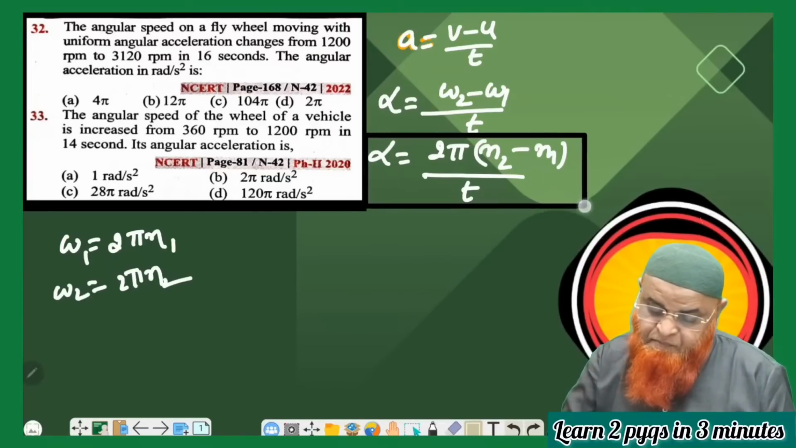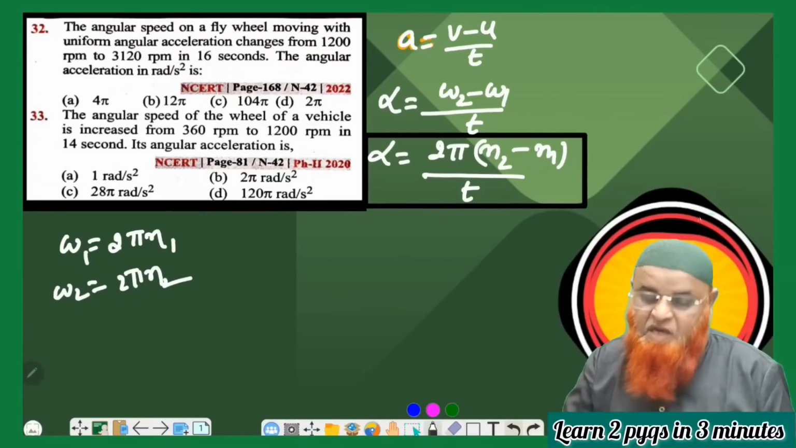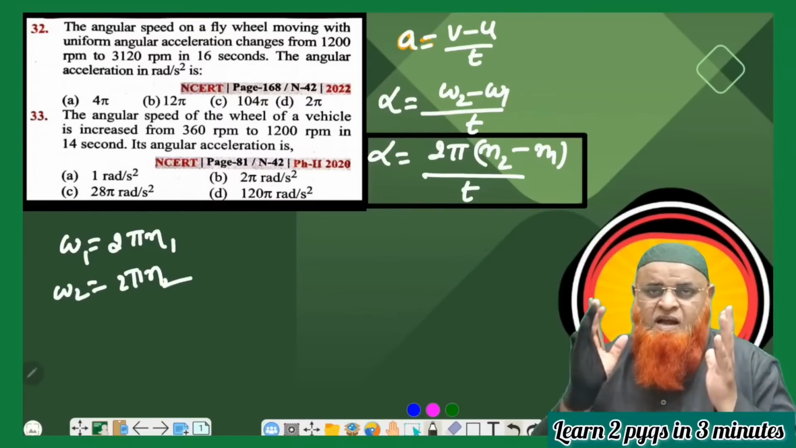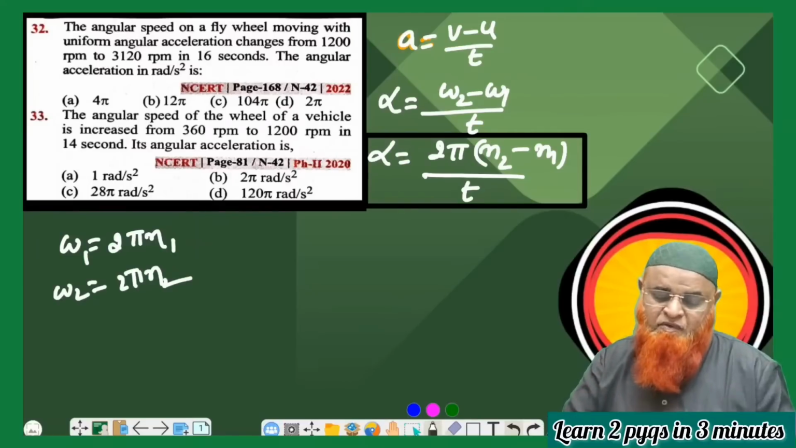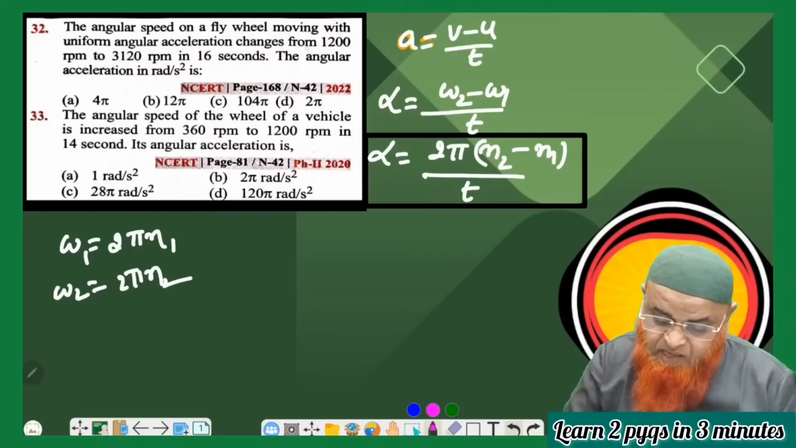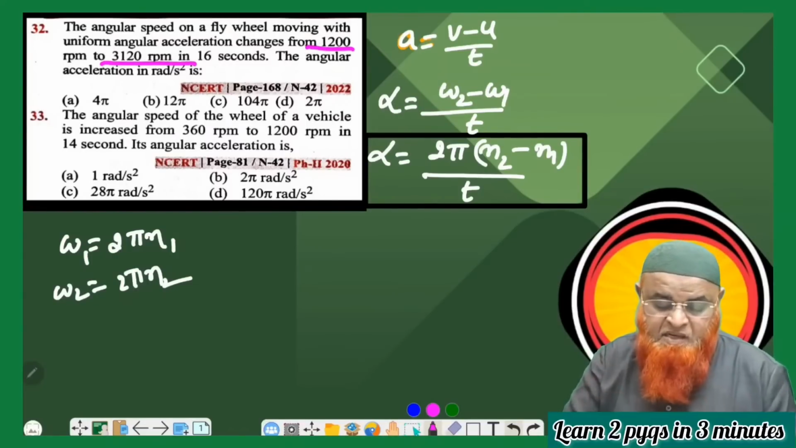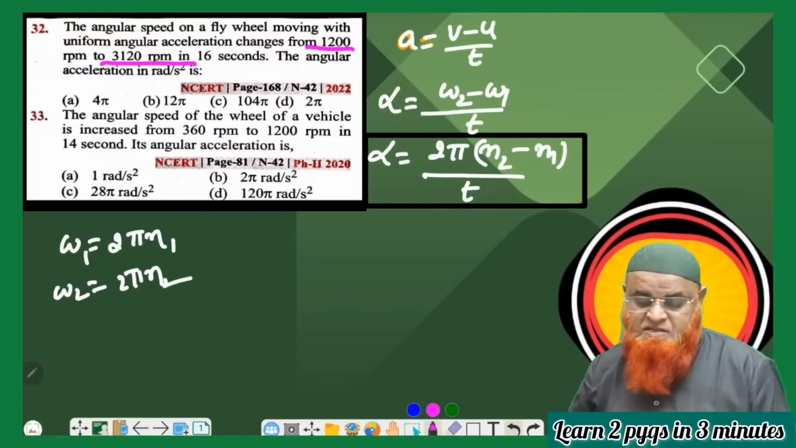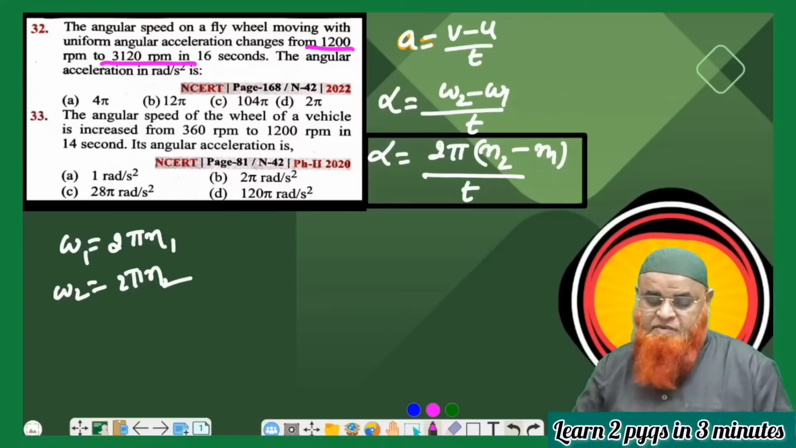We can say this is the super simple formula which I have explained here. So directly you could substitute the values in this formula and get the answer in a super simple way. What I mean to say here is, first of all, see what he has given. He has given that there are 1200 rotations in 1 minute and 3120 rotations per minute in 16 seconds. So you have to find out n1 and n2 separately.